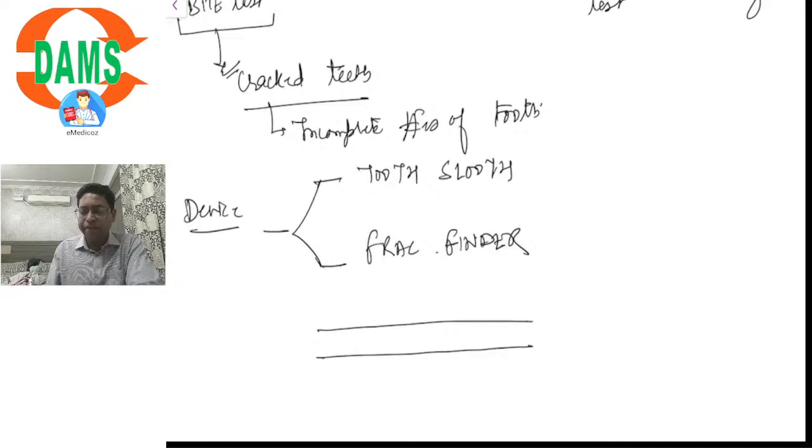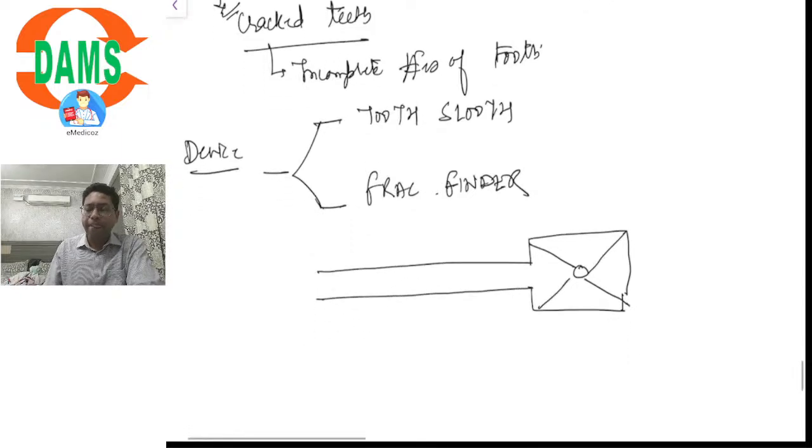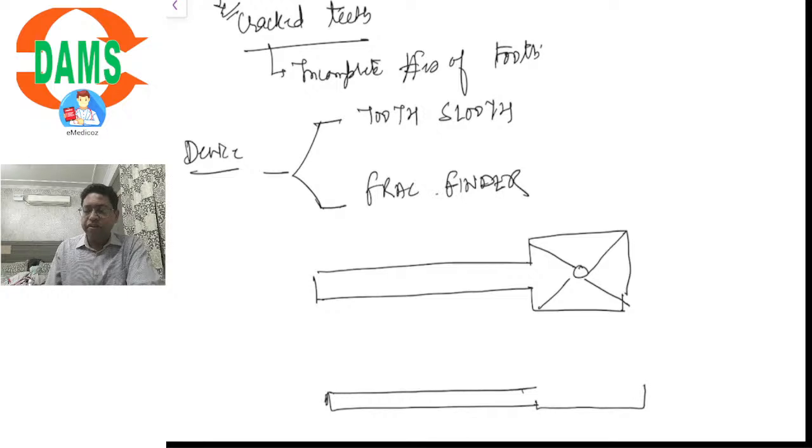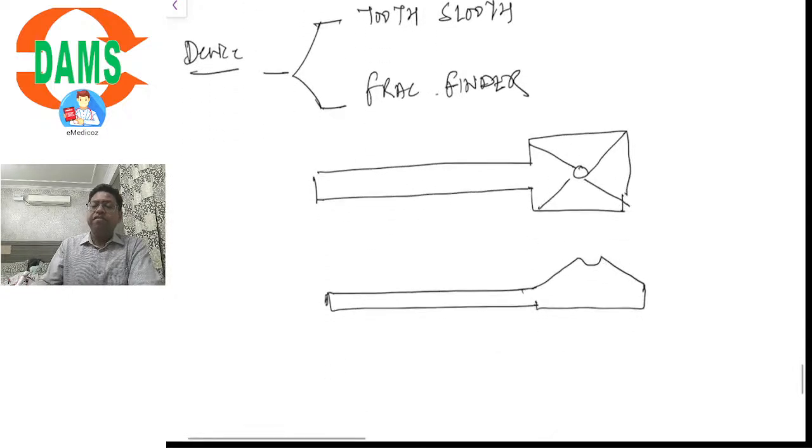There is a handle. If we see the device from above, there is a platform, and in the center of this platform, there is a depressed area. If we see this device from the side, it appears something like this. This is the handle, and this is the shape of the device, whether tooth sleuth or frac finder. Now, what is done?